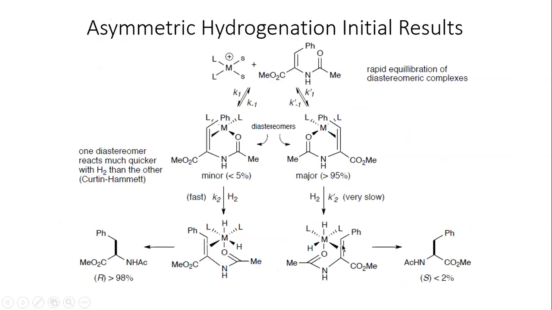So here with asymmetric hydrogenation, initially, again, this is for the Noyori catalyst, which can actually hydrogenate a carbonyl or it can hydrogenate an alkene. But here, the initial results were with the alkene. So you have some coordinating element in that molecule.